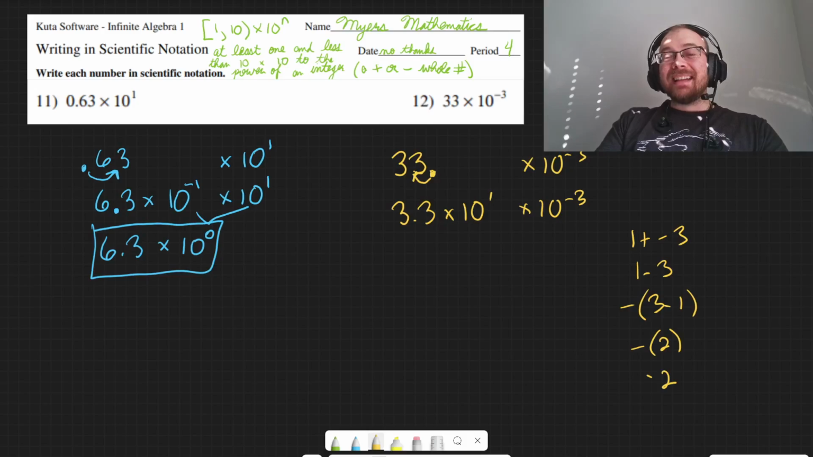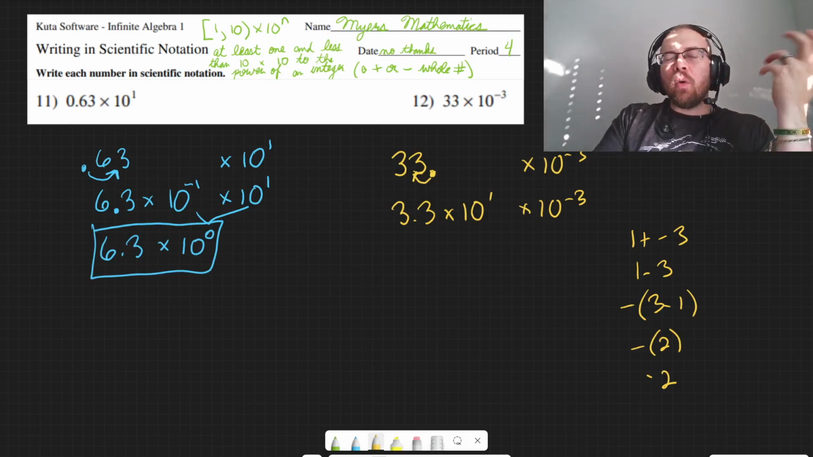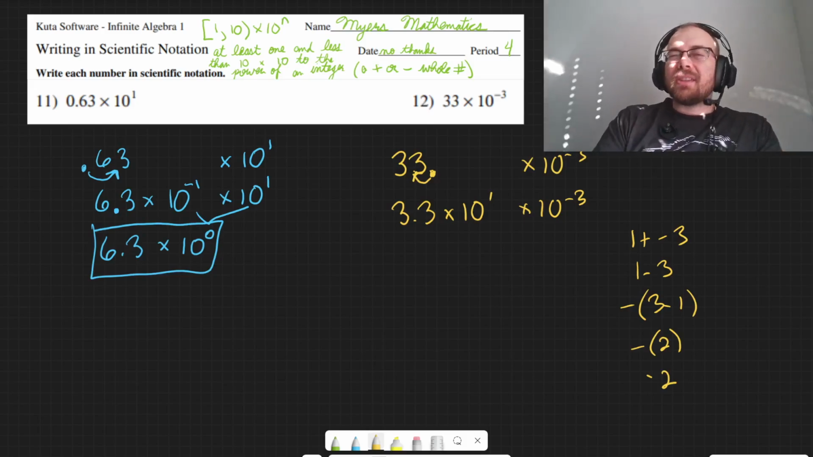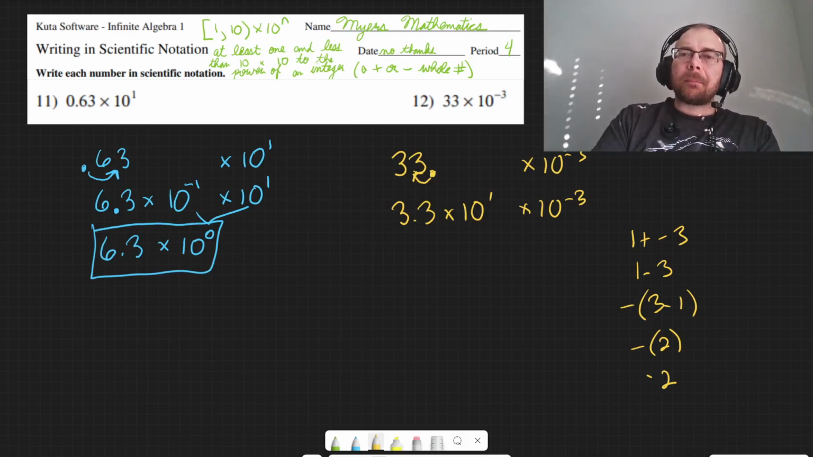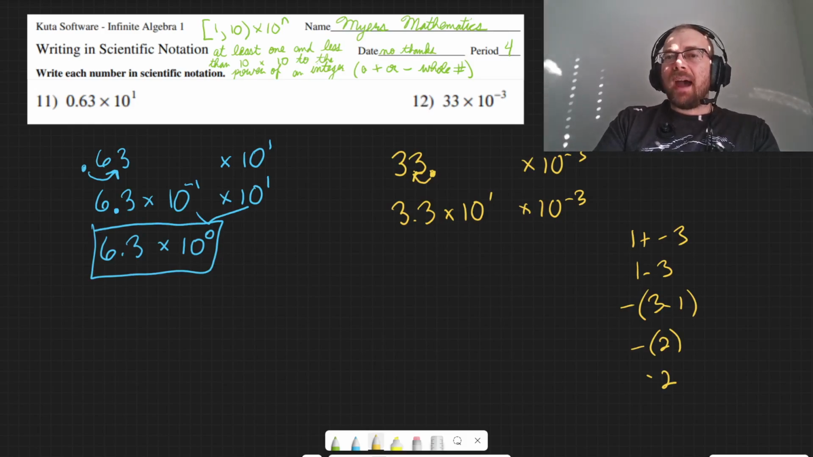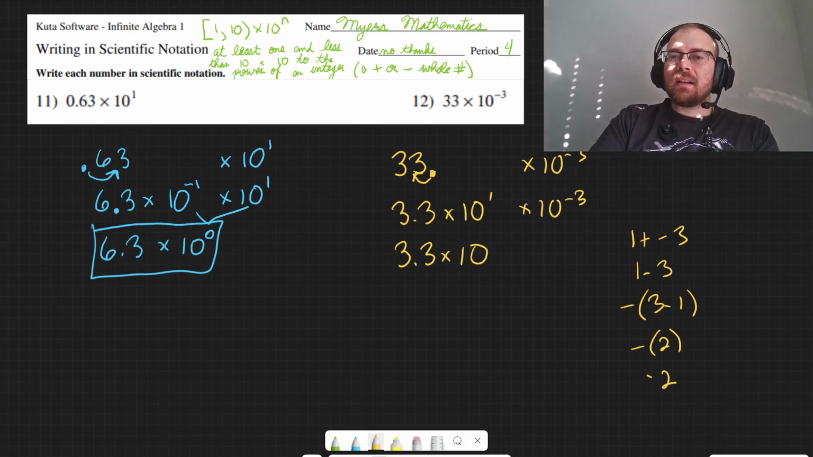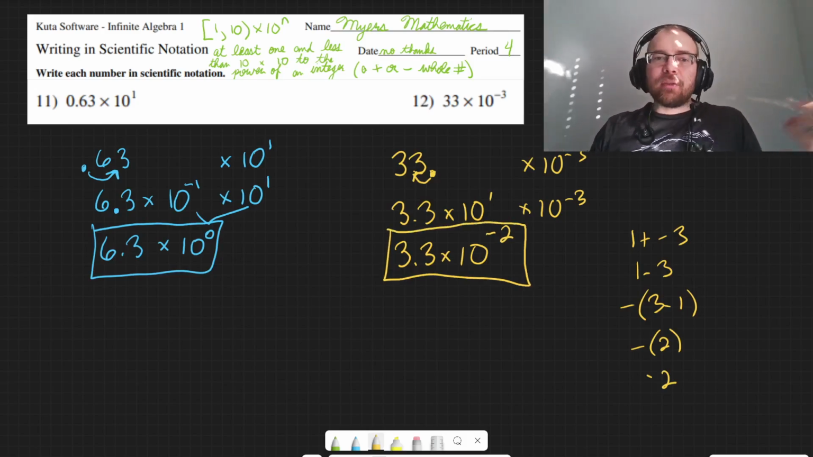Okay, so I did that in like a million steps just so that you can see that's what I'm thinking when I'm doing 1 plus negative 3 in my head. I'm saying, oh, 1 plus negative 3, so that's 1 minus 3. That's the opposite of 3 minus 1, so it's negative 2. So that's kind of like what I'm doing really, really quickly in my head, all those steps. But that is what you get when you add 1 and negative 3. So that would be 3.3 times 10 to the negative 2 power. And there we go.